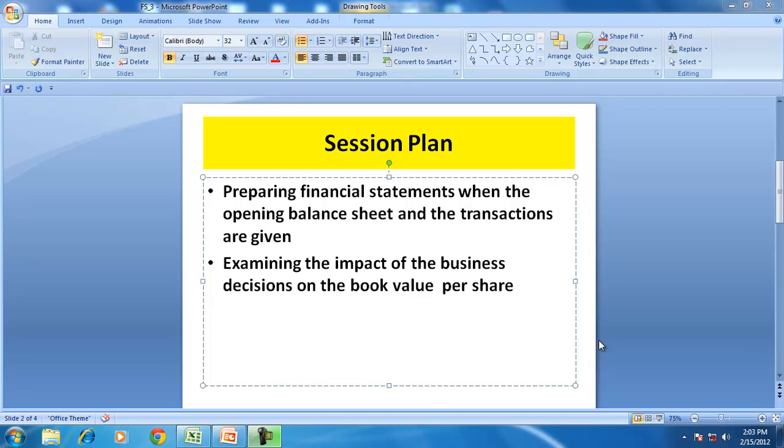Hello, our discussions on financial statements continues. In this session, we will continue to prepare the financial statements, but in this session, we'll see when the opening balance sheet is given. That means an existing company's transactions will be seen in this session. So when opening balance sheet is given and the transactions are given, we will try to understand the impact of these transactions on the opening balance sheet.